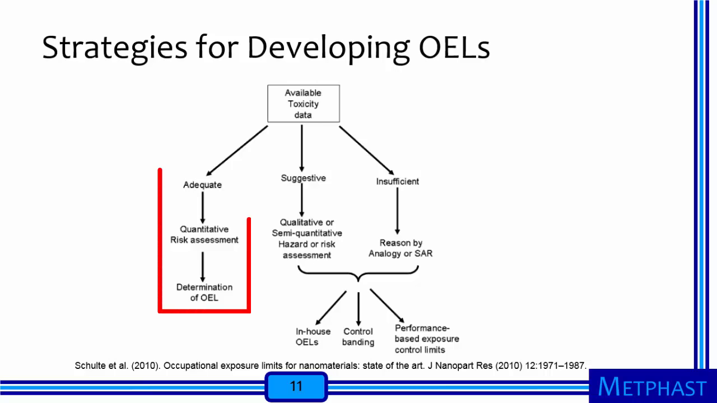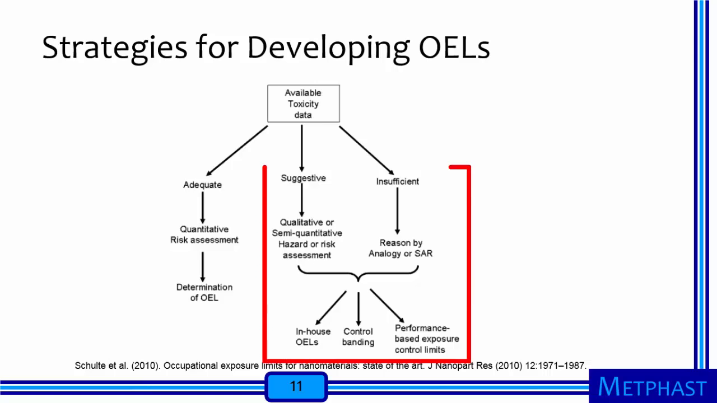When there are adequate toxicity data, the approach shown on the leftmost branch in this figure is often used for the development of OELs in the United States. This involves conducting QRAs of published data sets and extrapolating to working periods such as 8 hours a day, 40 hours a week for a 45-year working lifetime. When there is suggestive or inadequate toxicity data, other approaches for control guidance, such as development of in-house occupational exposure limits, control banding, or performance-based exposure control limits, have been developed.